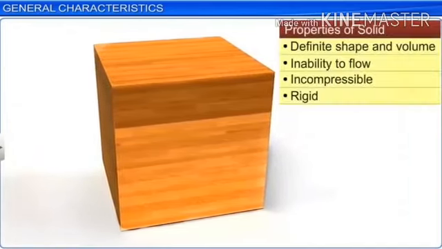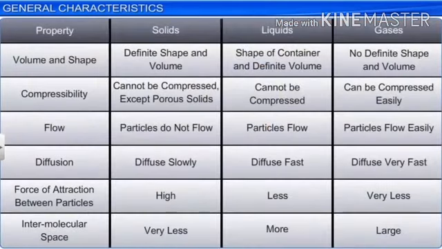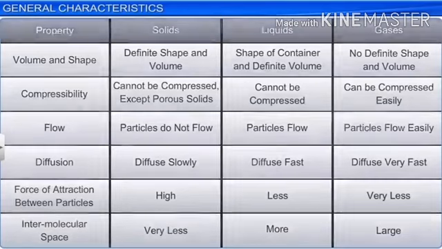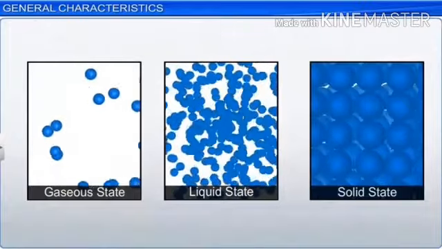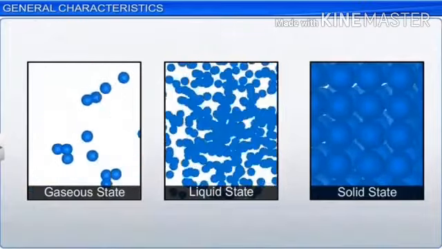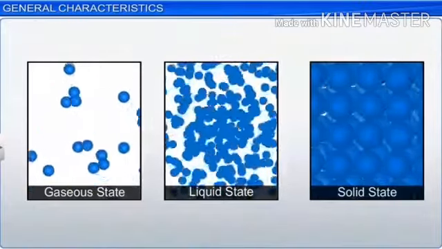So what are the main properties of solids? They have definite shape and volume. They have no ability to flow. They are incompressible and they are rigid also. All the properties of these three states of matter depend upon the positions in which the particles are staying. In the gaseous and liquid states they are far apart, and in the solid state they are very closely packed.